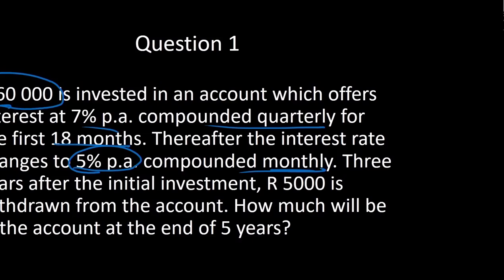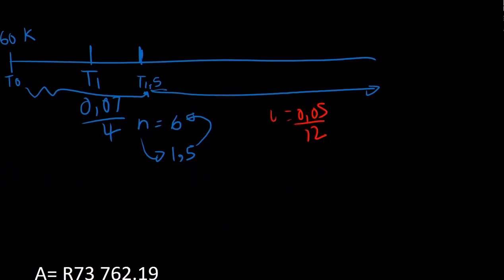3 years after the initial investment, 5,000 Rand is withdrawn, so it's taken out from the account. So remember we started with 60,000, something happened at 1.5 years, and then we go to time 2, and then time 3. This is when something's happening now. They say that we're taking 5,000 Rand out. So what I like to do is use either brackets or a different color. In this case, I'm going to do both to show that 5,000 Rand is coming out of the account at time 3, at year 3.